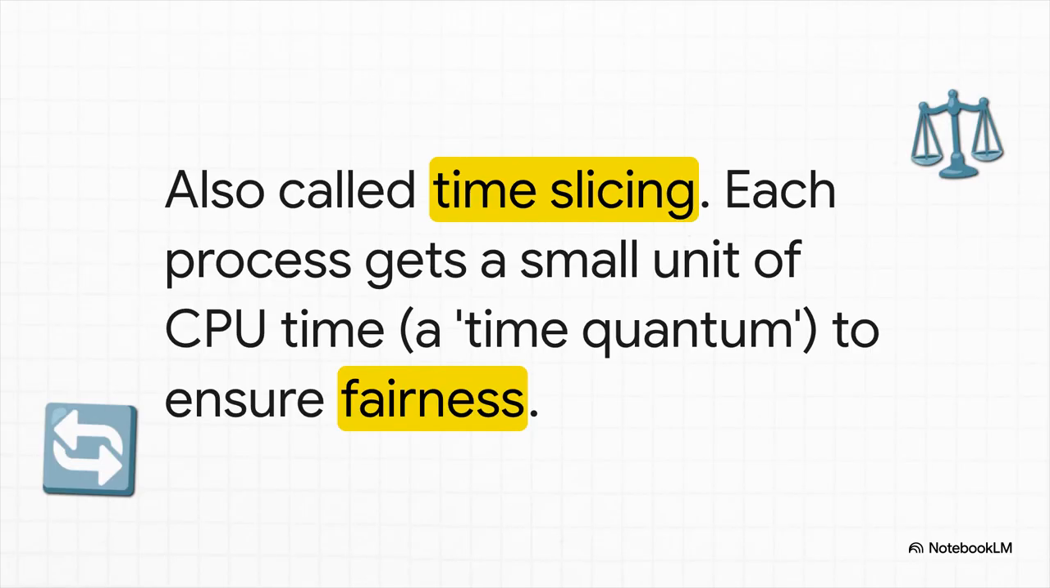But hang on, what about fairness? With shortest job first, a really long process could end up starving if a bunch of short jobs keep showing up. Round Robin is designed to solve that. It's preemptive. Every single process gets a small slice of time on the CPU, something called a time quantum. If it's not done when its time is up, too bad. It gets kicked to the back of the line to wait for its next turn.